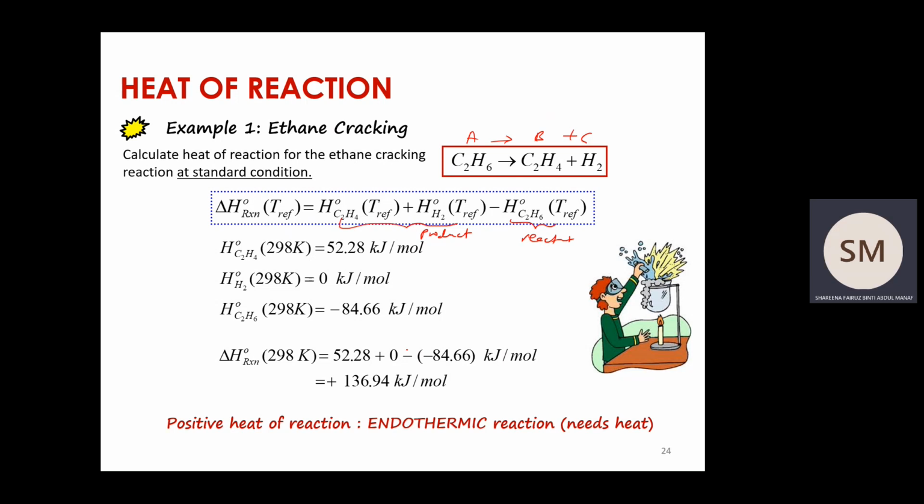Make sure you don't omit the negative value here, because if you omit this negative, this would be positive and this would be negative. So make sure you get the right sign. This is the value of the delta HRXN, which is positive 136.94. The positive sign indicates this is an endothermic reaction which needs heat.